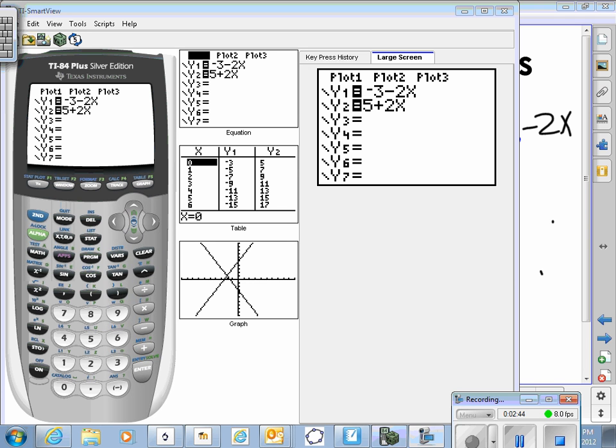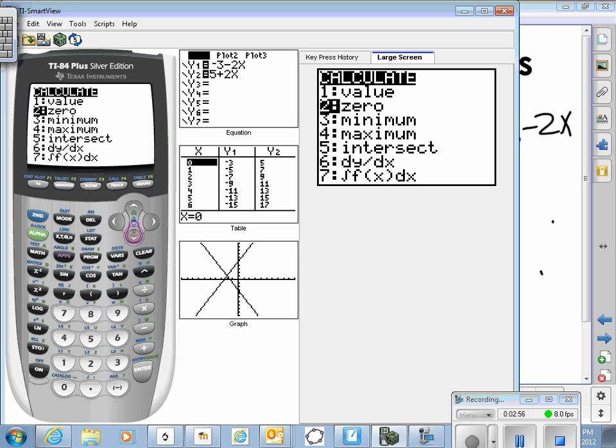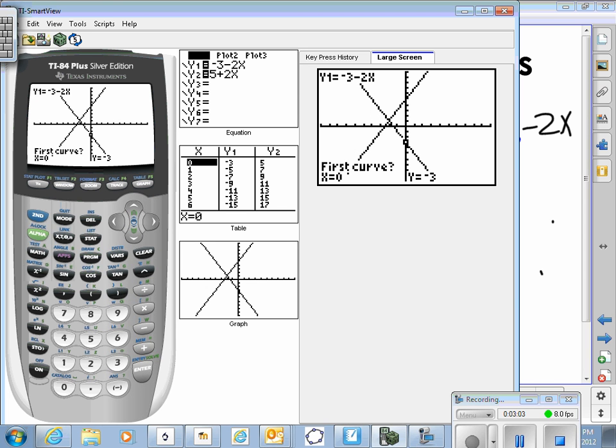Another way to do that would be to hit second function and trace, but then it will be calc, the blue button above it. So we want to calculate the intersection. Where do those two lines intersect? So I hit enter, and it says, is this dot that's blinking on the first curve? Yes, that's on the first curve. Is that on the other one? It's blinking on the other line. Yes, so I'm going to hit enter.